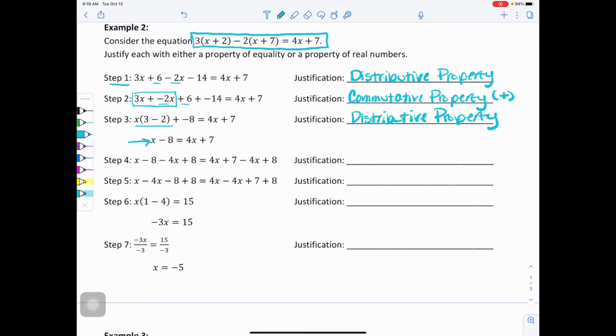So now moving on, going from x minus 8 equals 4x plus 7, below, I can see that we are subtracting 4x and adding 8. So we have both added and subtracted to both sides of the equation to keep it in balance and keep it equal. So this is the addition and subtraction properties of equality.